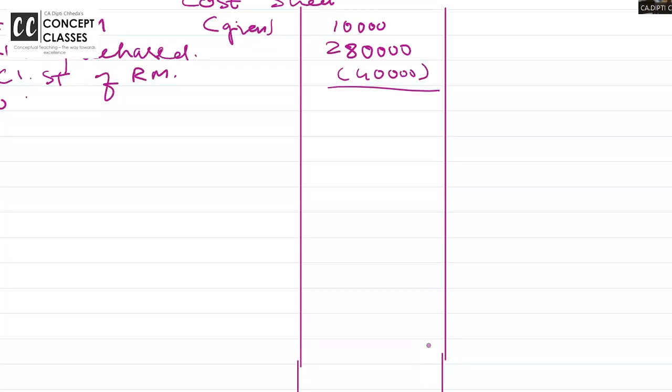So what is the raw material or the direct material consumed? Pick up your calculators. 280 plus 10,000. Give the answer in the chat box.